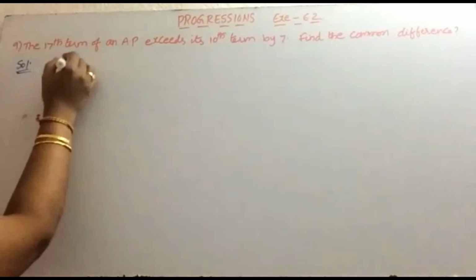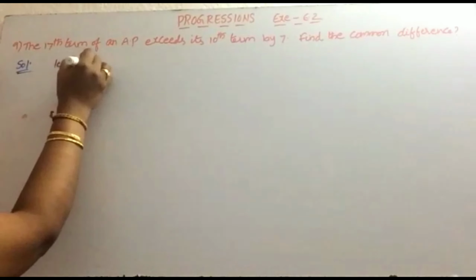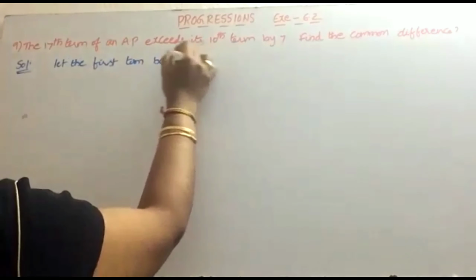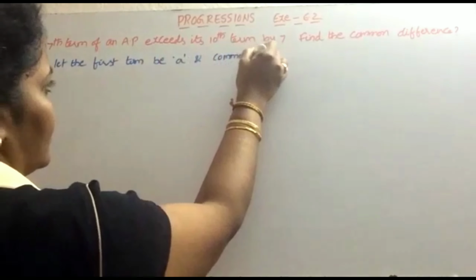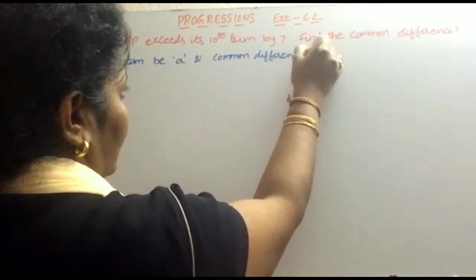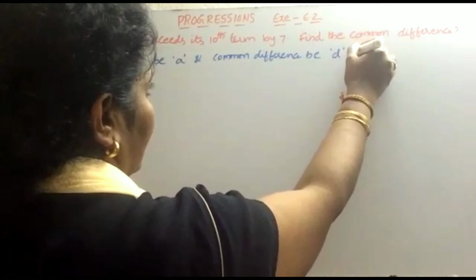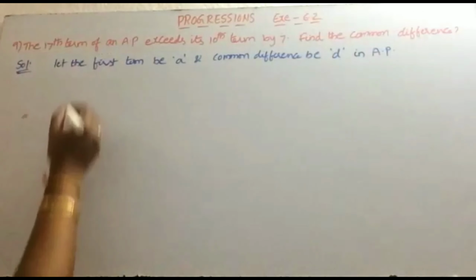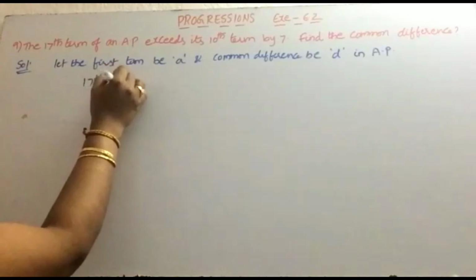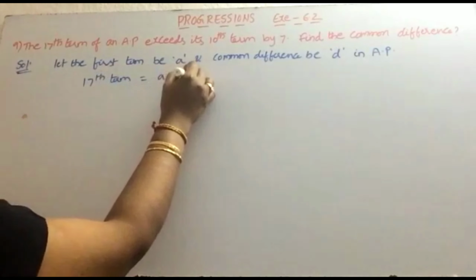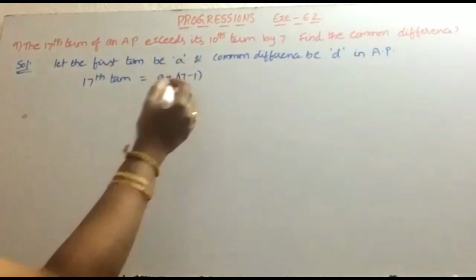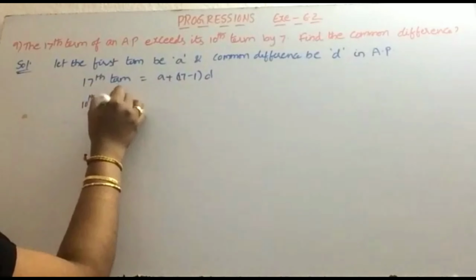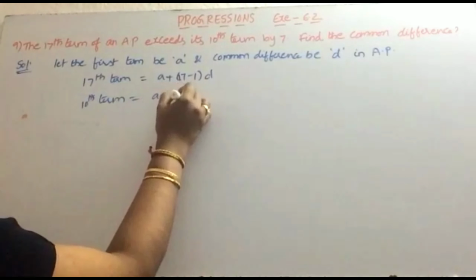So first of all, let the first term be A and the common difference be D in the AP. The 17th term is A plus 17 minus 1 into D, and the 10th term is A plus 10 minus 1 into D.